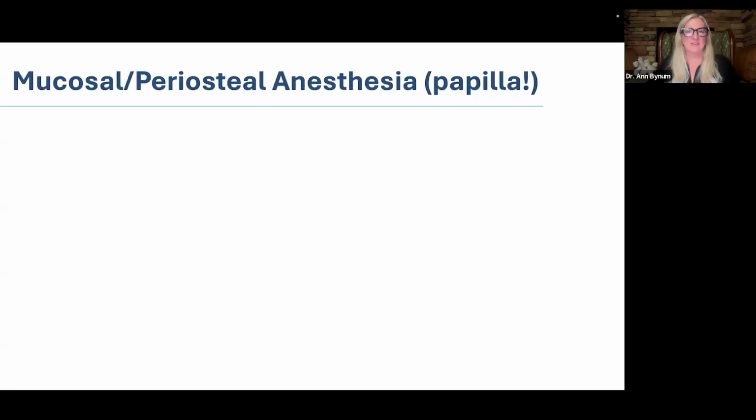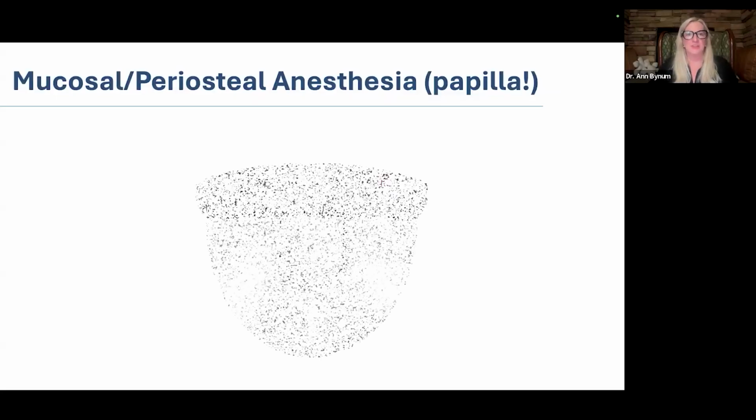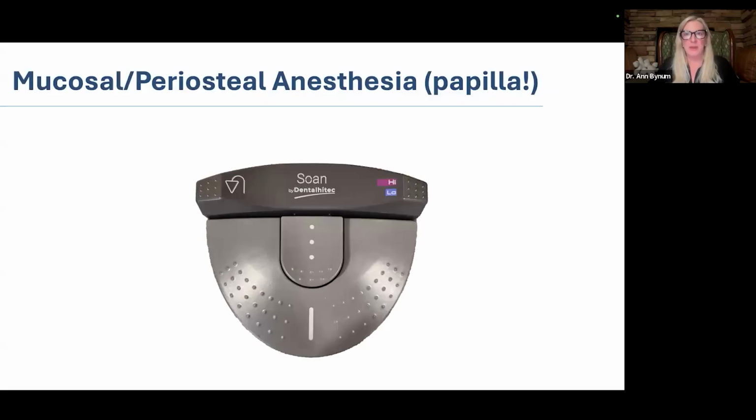So let's take this in stages, okay? The first part, we're going to inject into the papilla. This is what the pedal looks like for both devices. If you just think about the baby pedal there in the middle, that to me looks like a papilla. So that is the pedal that you're going to step on when you're giving stage 1 anesthesia to numb that.